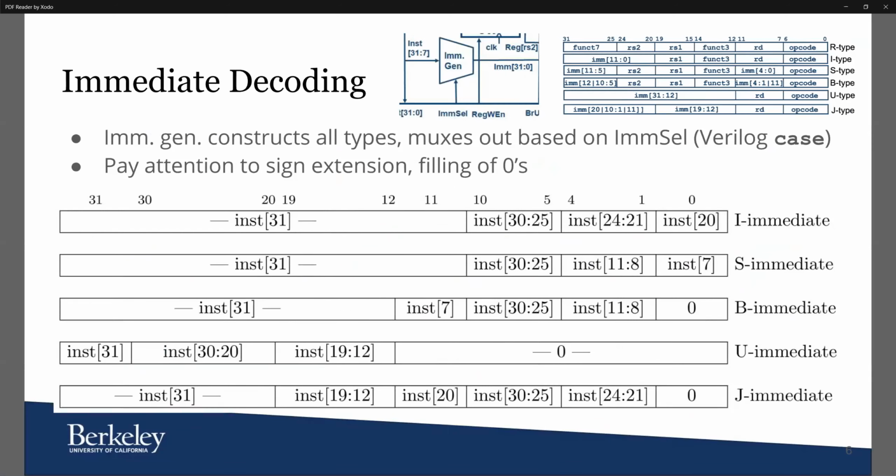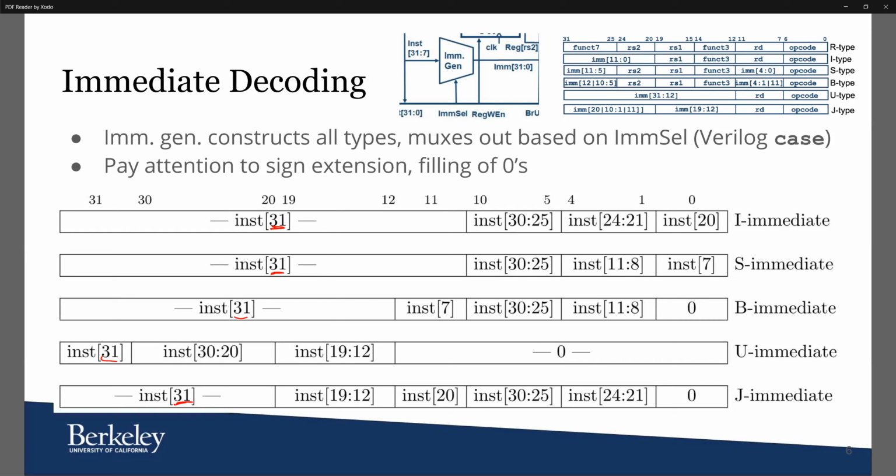Okay, so let's start with the immediate decoding. Basically, this big table on the bottom shows you which bits of the instruction end up in the generated 32-bit immediate. As we discussed earlier, instruction bit 31 is always going to be over here on the left. So it's easy to put that there and then copy however many you need. Then you just grab the rest of the instruction bits and fill in according to the instruction type.